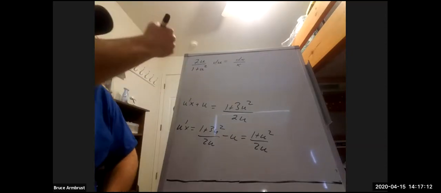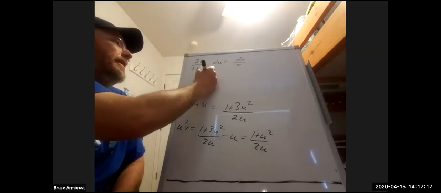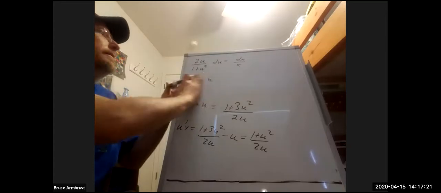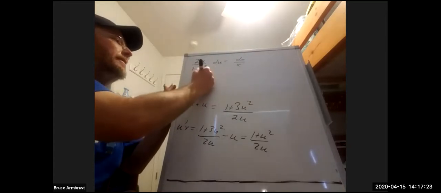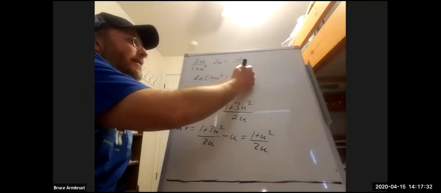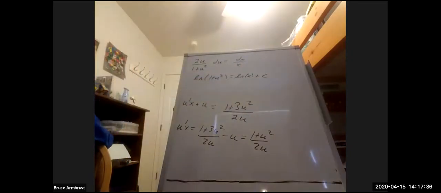All right, well, now we're ready to integrate. The left-hand side is beauty. It's just the inverse tangent of u. Oh, I lied. This is not the inverse tangent. That's a natural log. Natural log of 1 plus u squared. And then on the other side, we get the natural log of x plus c.